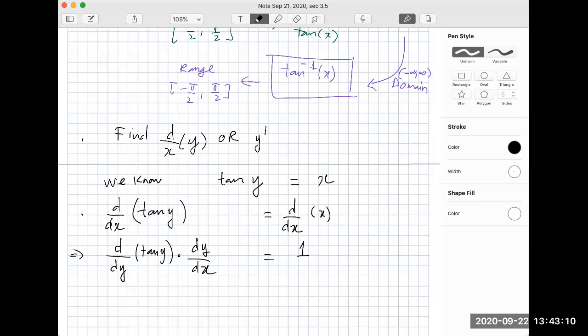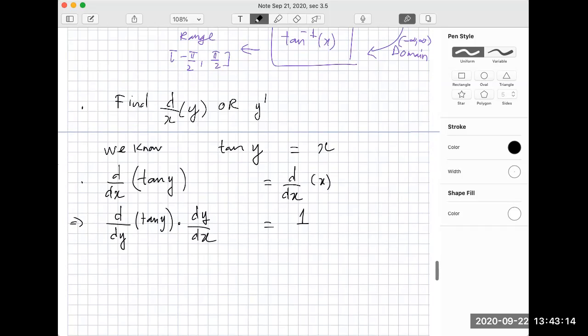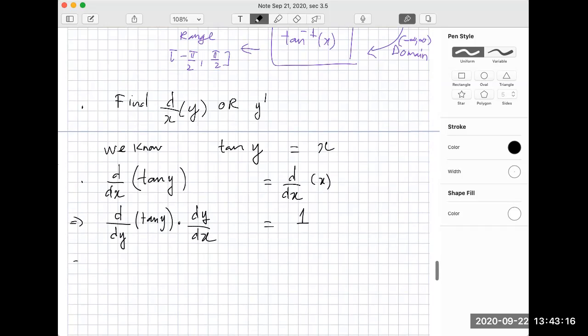And do you remember what the derivative of tangent is? Secant squared. Very good. It is secant squared of the variable y, right? And dy over dx is y prime, another way to write it. So, Gregory, thank you.